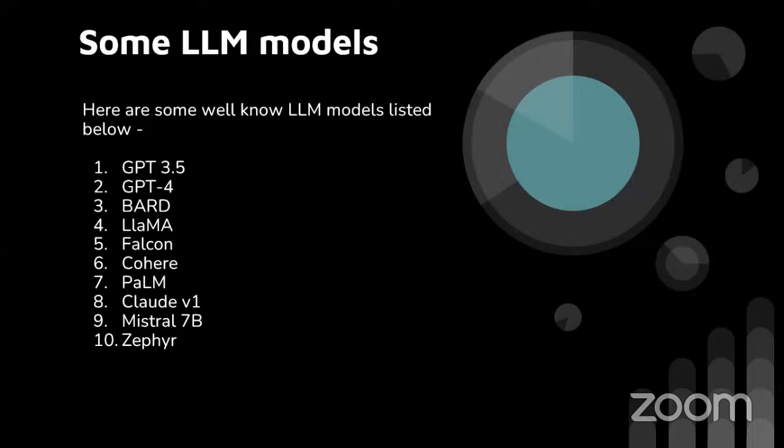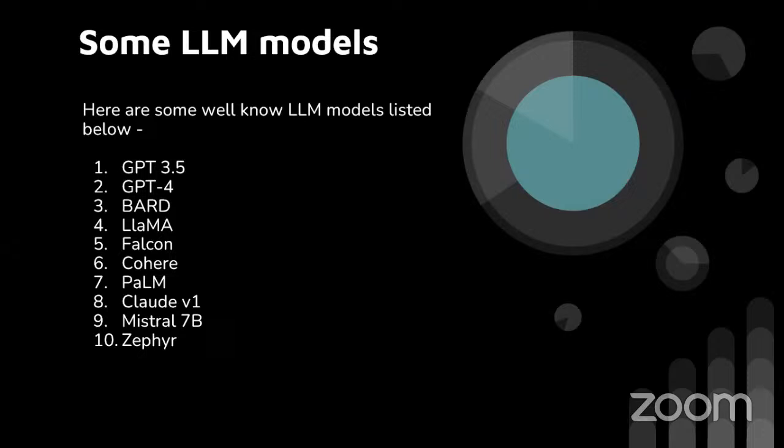Then we also have Mistral 7B and Zephyr. Mistral 7B is a large language model developed by Mistral AI, which is the company itself. It's called 7B because it was trained with 7 billion parameters. So it's a smaller but powerful AI. It has outperformed a lot of other models like Llama 2 13B. And because it's open source, it has a lot of potential to be used by most generative AI data scientists.